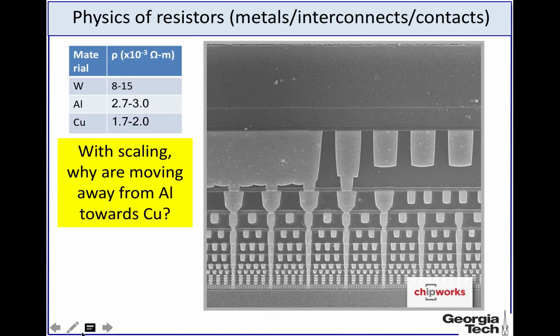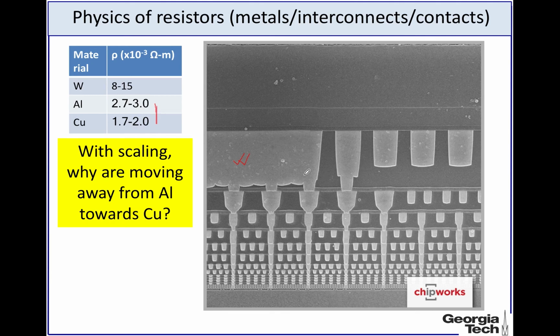Alright, so these are the experimentally measured values of conductivity of three different materials: tungsten, aluminum and copper. Now the thing is that traditionally we have used aluminum as our metal layers for a long time, but now we are moving towards copper. Now the question is, why did we want to use aluminum rather than copper before, while we already see that copper has a much smaller resistivity than aluminum?